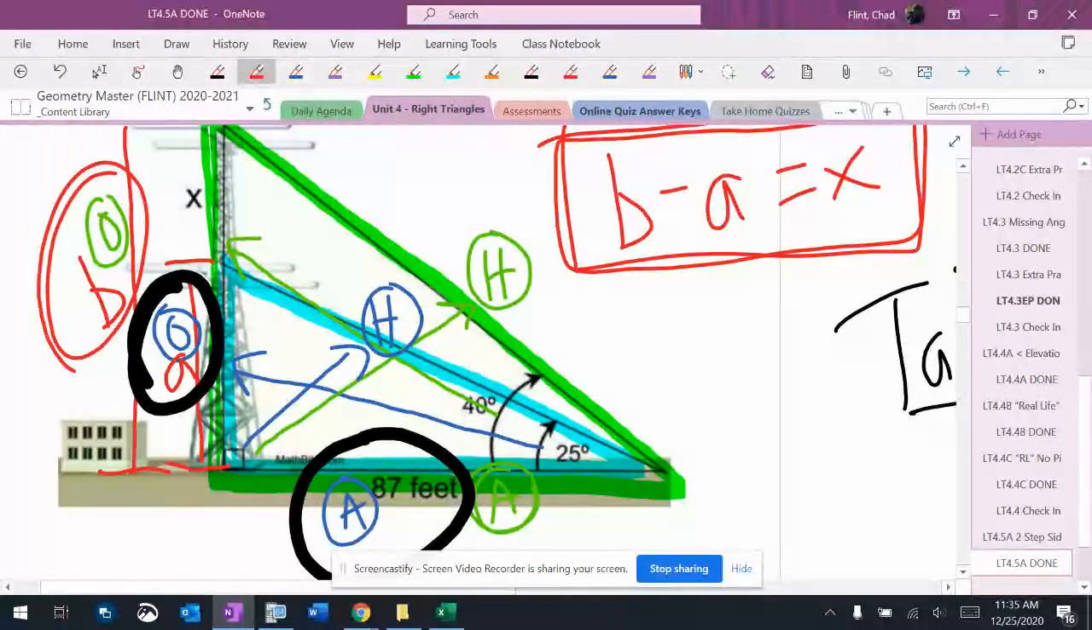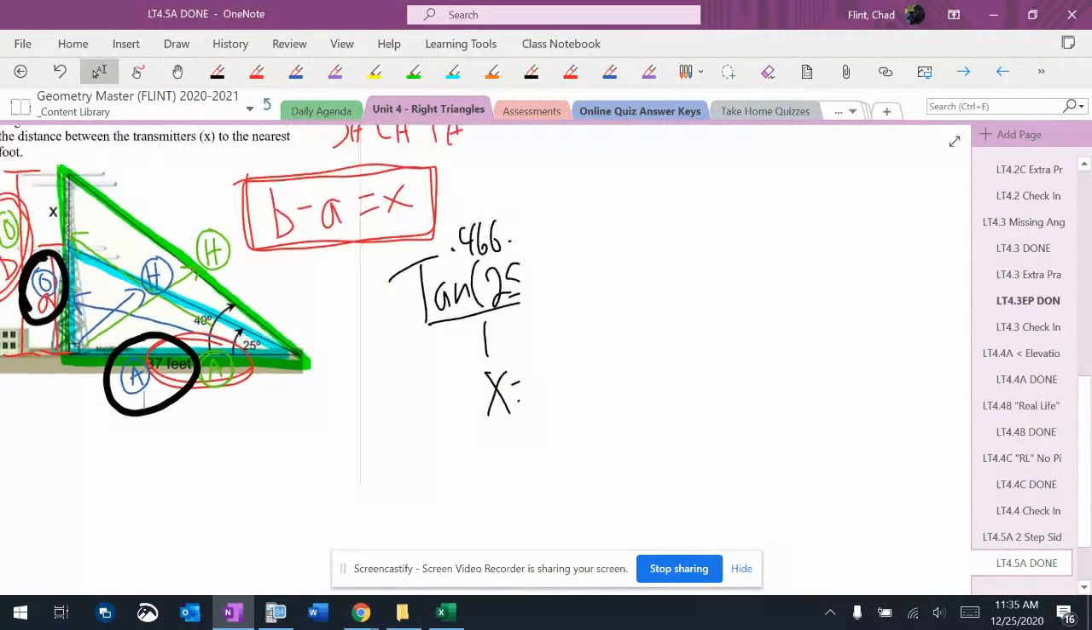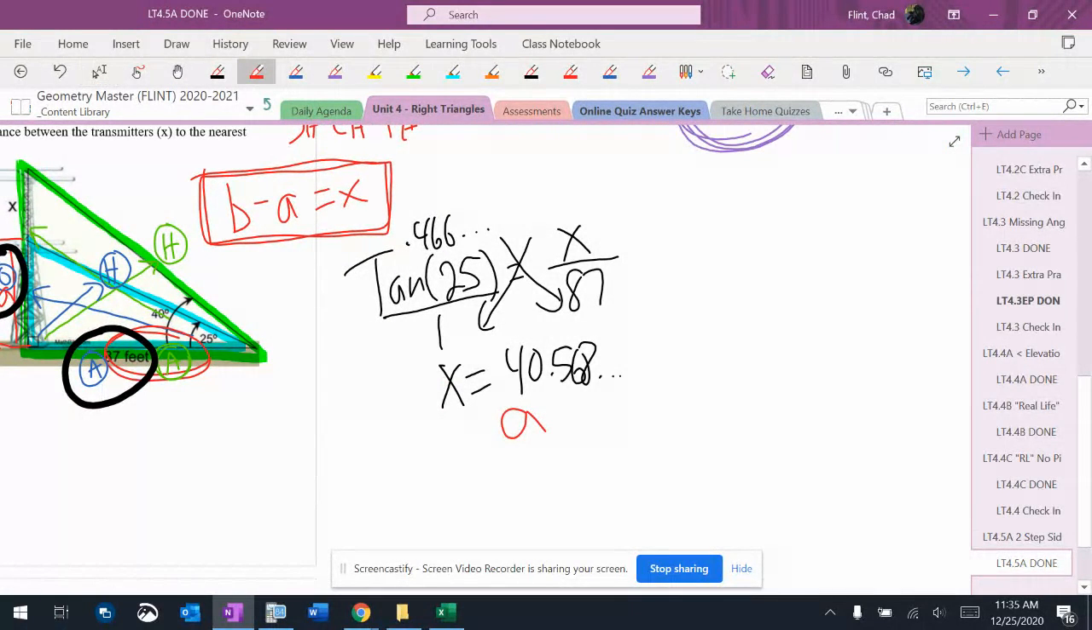So for the green triangle, I want to know the opposite. I know the adjacent, so it's going to be a tangent problem again. Now, another thing, does it have to be the exact same for both of them? No, but I will say that it's the same more often than it's not the same. I have to really think about a problem in order to make it different for the different triangles.